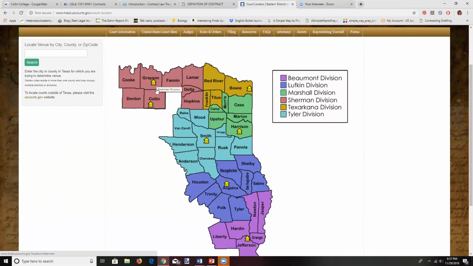And you can see that the Eastern District is actually broken down into a variety of sub-districts. Divisions is what they're called. And this is the Sherman division, the one that we're in. You can see each one of them has their own, and it's usually named after the city. One is Tyler, one is Texarkana. And typically, other than in this one, there's just the one courthouse. So we are in the Sherman division on this map. Collin County is right here. Dallas County, of course, is in the Northern District.